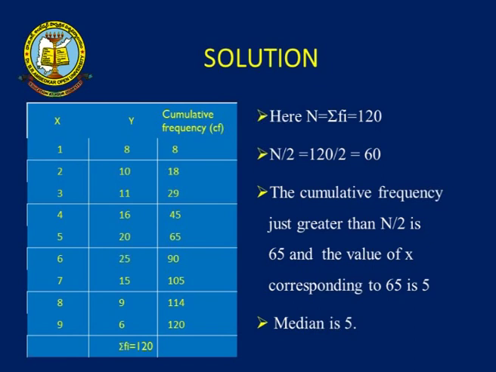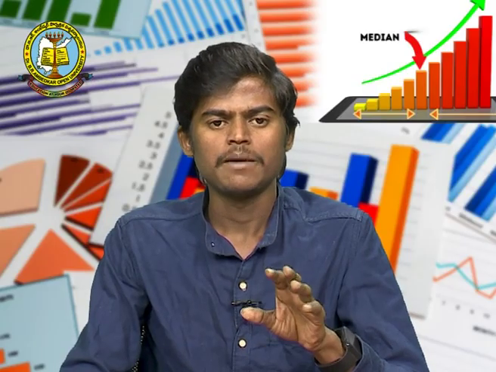To recap: first step, find the sum of the frequencies. Second step, find n by 2, which is 120 by 2, that is 60. Next, find the cumulative frequency just greater than that value, which is 65. The frequency there is 20, and the corresponding observation is 5. This is the median of the given data. This is the process for the frequency distribution.